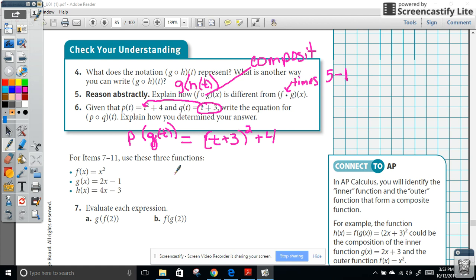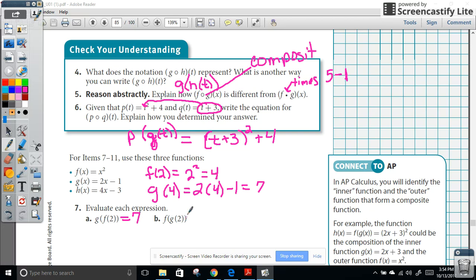Okay. Now for this part, it says use these 3 functions. So this says plug 2 into the F function, and then take that answer and plug it into the G function. Okay, so I'm going to take F of 2. That means 2 squared, I get 4. Okay, so now I'm going to take that 4 and plug it into the G function. That means 2 times 4 minus 1. That's 8 minus 1. I get 7.